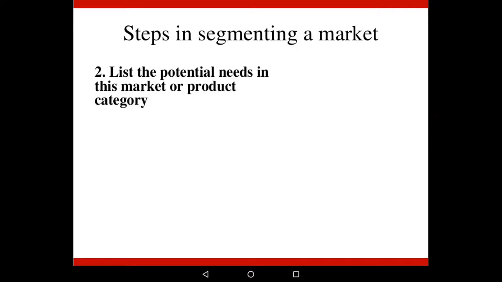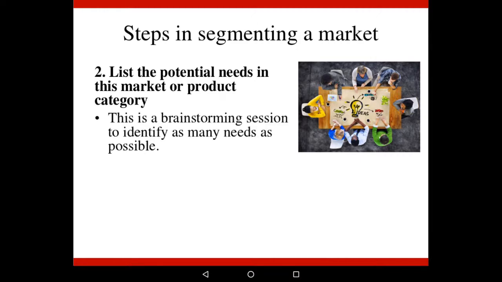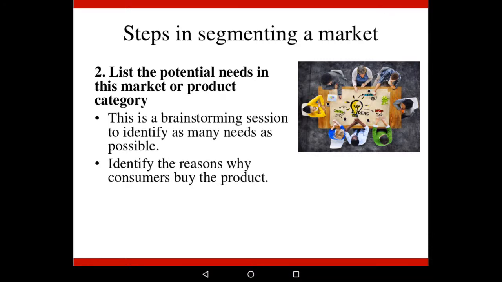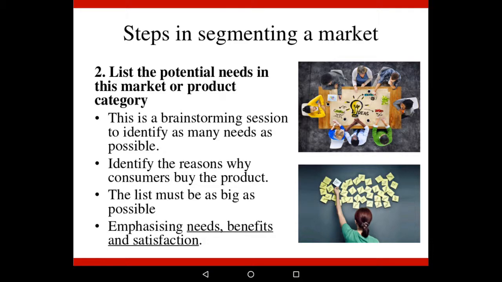Okay, so number 2, list the potential needs in the market or product category. So what are some of the needs of students who go to class in the engineering building at CPUT? Basically it's a brainstorming session where we identify as many needs as possible, and we identify the reasons why consumers buy certain products. The list must be as big as possible, emphasizing needs, benefits, and satisfaction.